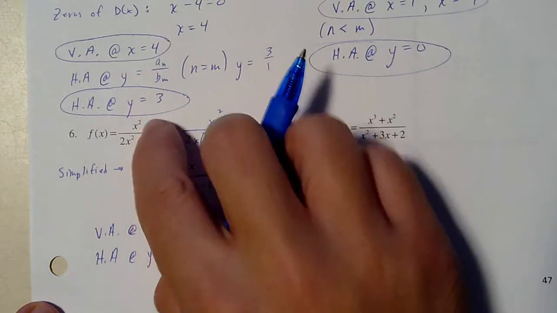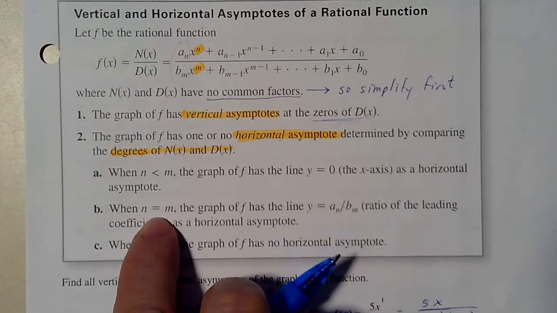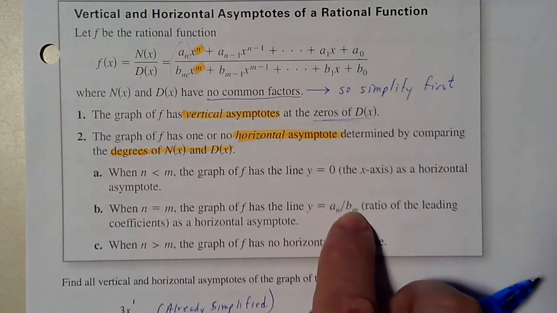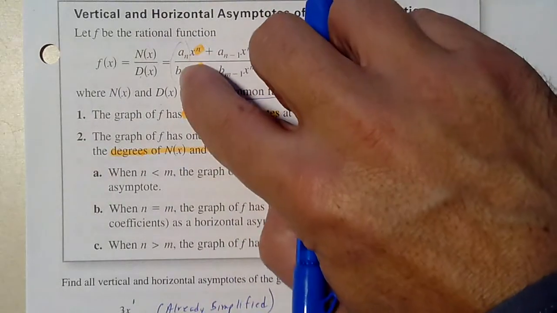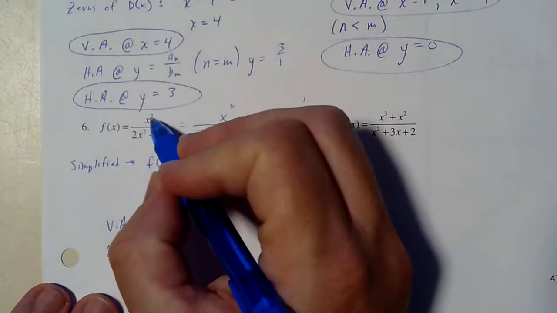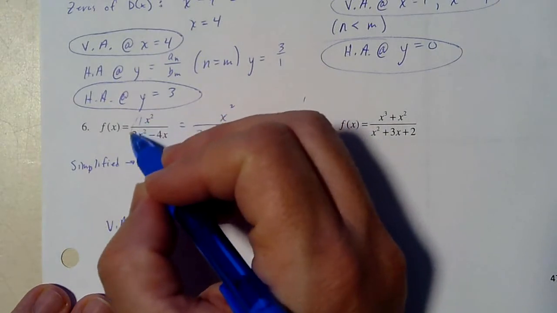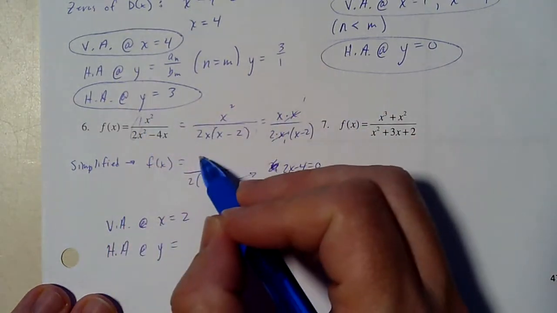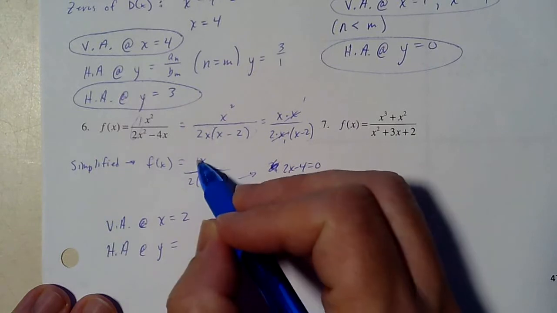The degrees are equal. So hopefully you realized, all right, they're equal. So now I need to find the leading coefficients right there, and I just divide them. That's it. And so I could jump right here, 2 over 2. So here's 1/2. That's the answer. Or you can even look at your simplified one. It's going to be the same. Okay, 1/2.